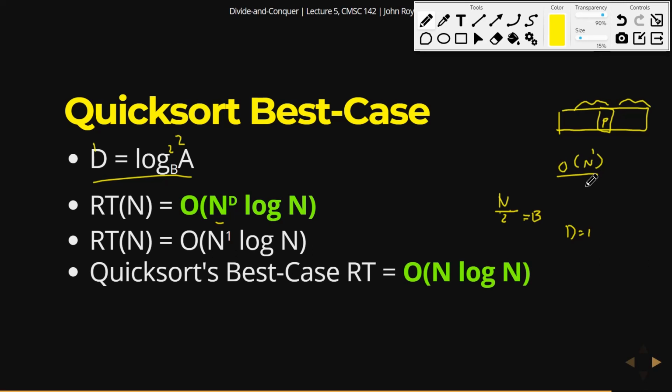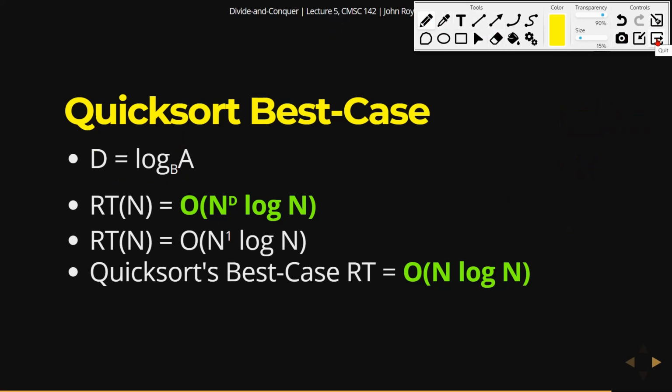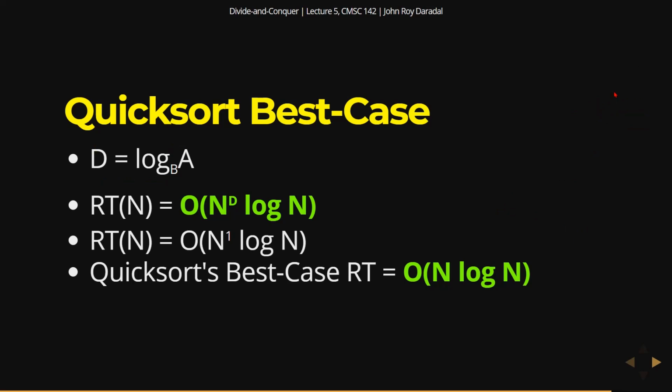So the best case of quicksort, as we mentioned, is n log n, and that is if the pivot divides the array evenly, like half and half. So n log n siya. But in general, we cannot describe the running time of quicksort, because again, the size of the subproblem, the value of B, depends on the pivot quality.